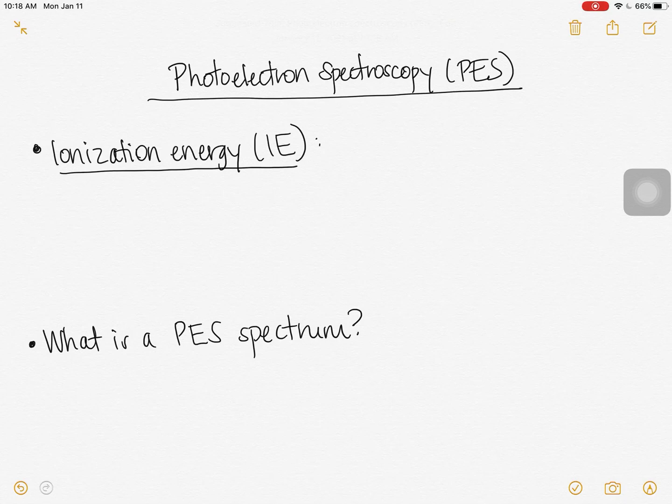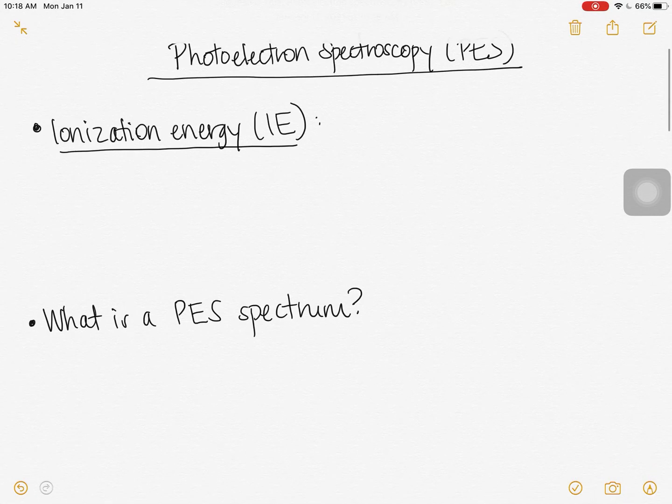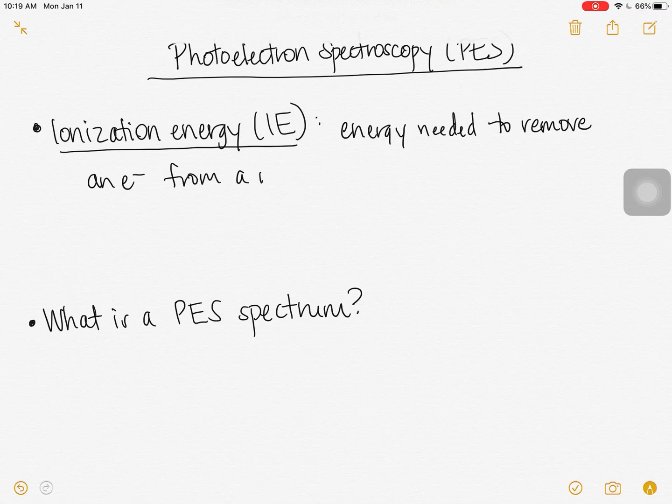So before we get into that, I do want to review what ionization energy is. It's abbreviated IE, and ionization energy is the energy that's needed to remove an electron from a neutral atom. So we're talking about how much energy does it require to remove an electron, okay?